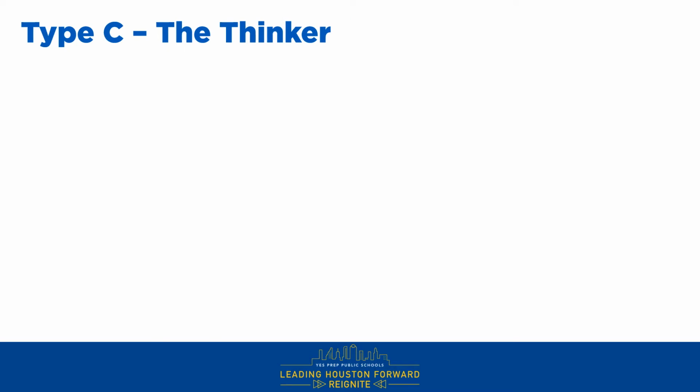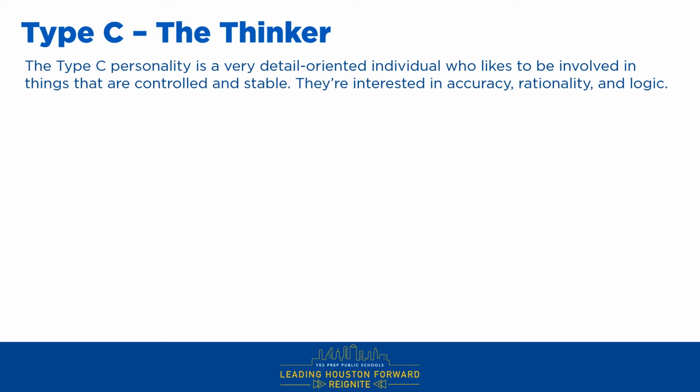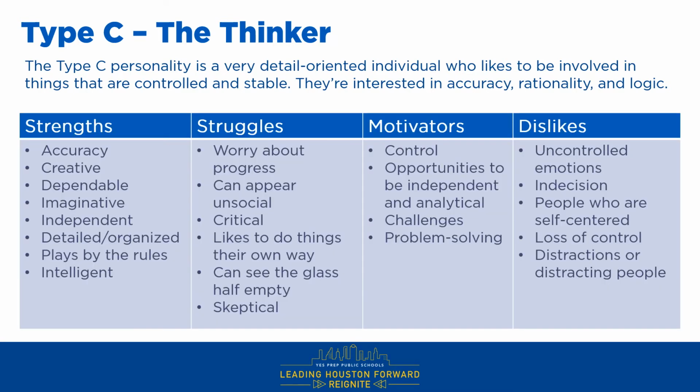Now let's move on and take a look at the third personality type, type C, the thinker. The type C personality is a very detail-oriented individual who likes to be involved in things that are controlled and stable. They're interested in accuracy, rationality, and logic. Let's take a look at the strengths, struggles, motivators, and dislikes of the type C personality.